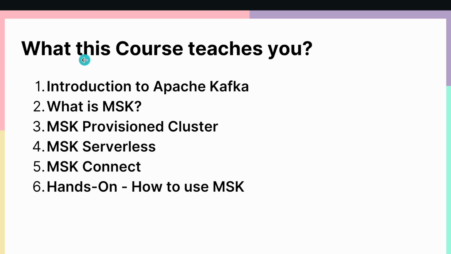So let's take a look at what this course contains. First topic, we will be introducing you to Apache Kafka, the basics of Apache Kafka and what it is used for. And next, we will introduce you to the MSK AWS service. And after that, we will discuss the two types of MSK clusters, which are the provisioned cluster and MSK Serverless. And after that, we will talk a bit about MSK Connect. And in the end, to summarize everything, we will do a hands-on exercise to see how to use MSK and get familiar with using MSK and running Kafka on AWS.